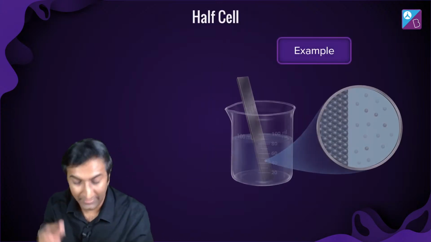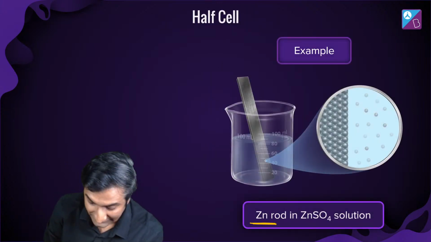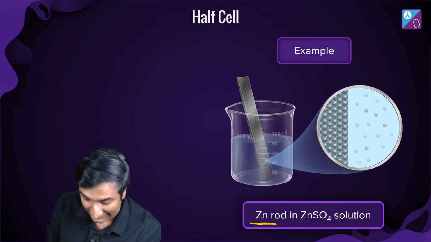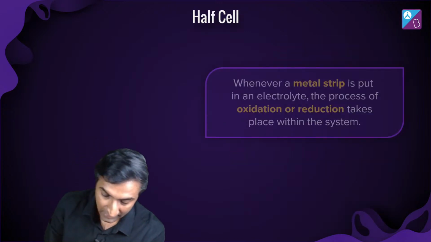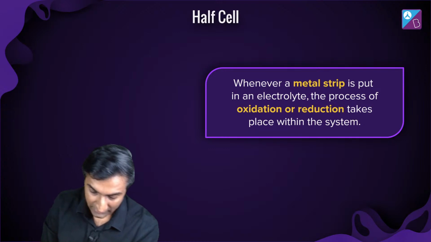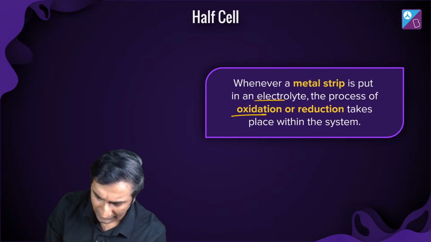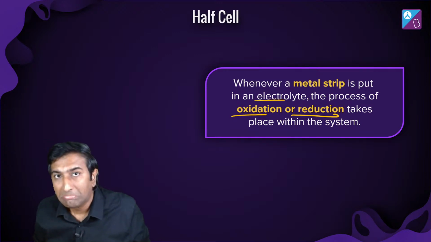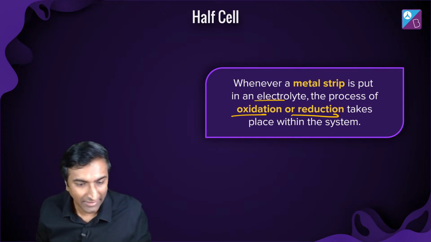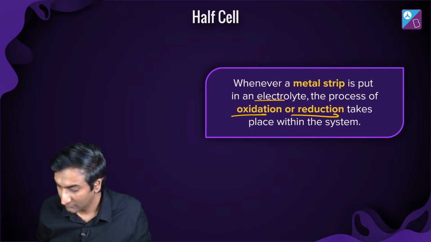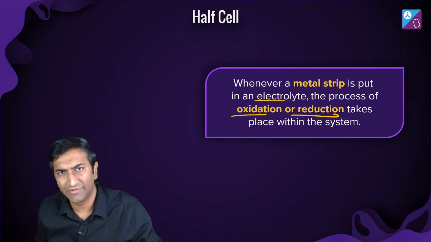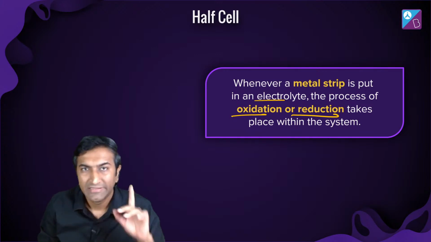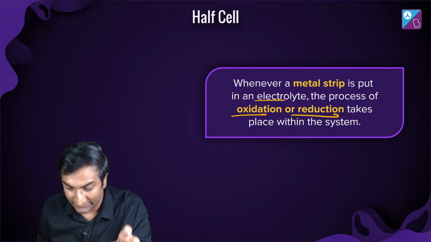ठीक है, so here is the example of a half cell. You have got zinc rod, okay, metal zinc in ZnSO4 solution. ठीक है, now whether ये electrolyte में डालो, whether oxidation happens, reduction happens, how will you figure it out? How will you figure this out? हमने डाल दिया जिंक को ZnSO4. अब क्या करें? Do I connect it with some metal? What do I connect it with? That is the question we are trying to answer right now.